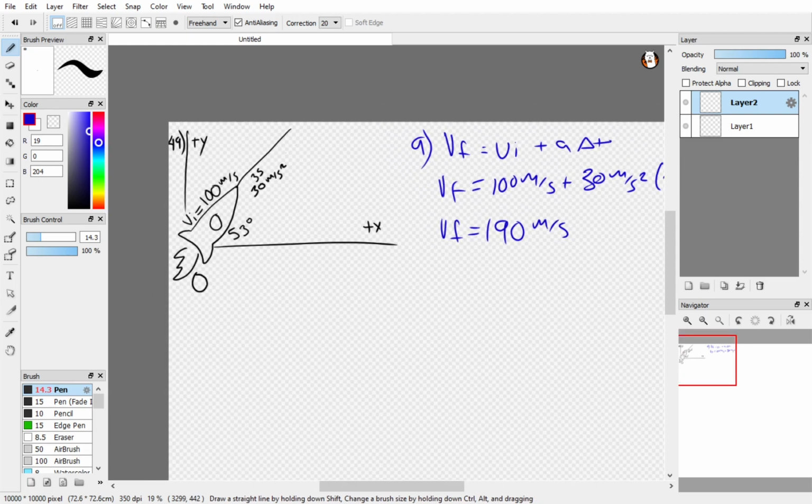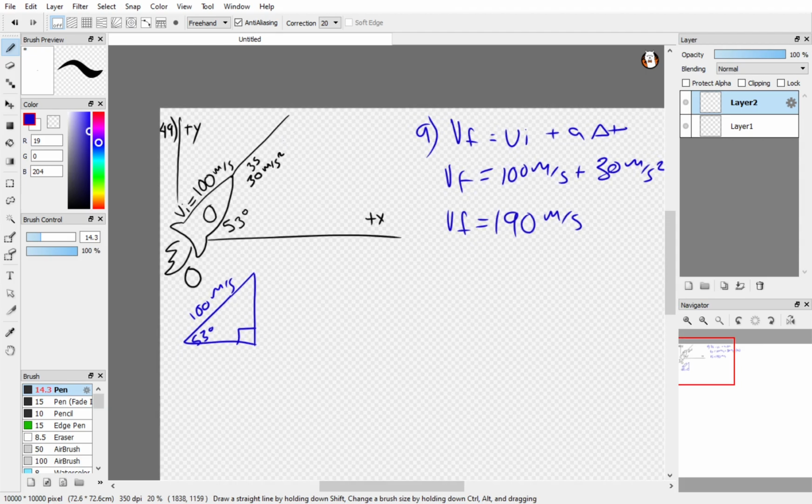And now we're going to do some trigonometry to solve for the x and y components of its initial line of motion. We know this is a right triangle with a 53 degree angle, and it's 100 meters per second for the velocity initial there. So we'll use sine 53 equals y over 100 meters per second. So that means y would be equivalent to 79.9 meters per second.